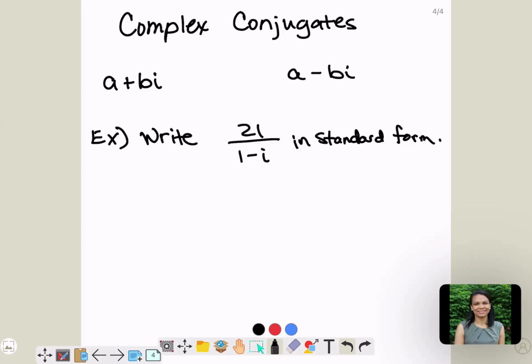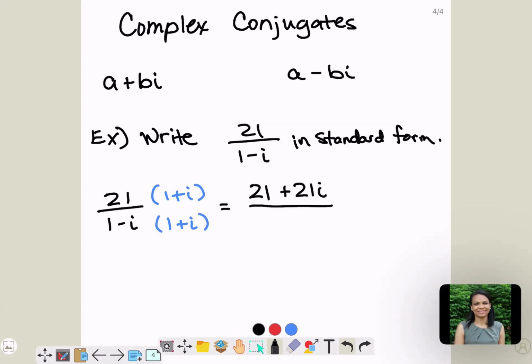So here's an example of a time we might use the complex conjugate. Something like this that's written as a quotient, and it's not in standard form written this way. I got that i in the denominator. So in order to rewrite this, I'm going to multiply on the top and the bottom by the complex conjugate of 1 minus i. So that would just be 1 plus i. So I'm going to multiply that on the top and the bottom. 1 plus i on the top and the bottom. So up top, that gives me 21 plus 21i.